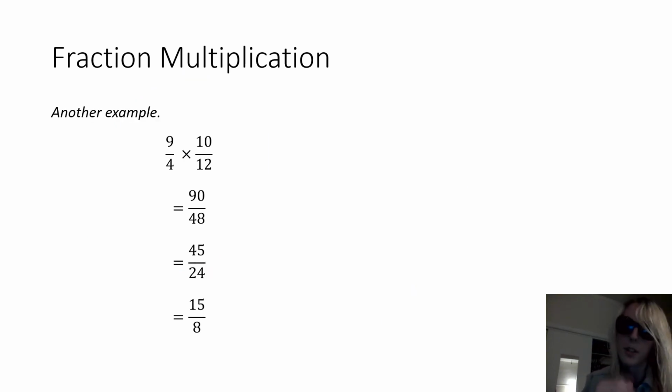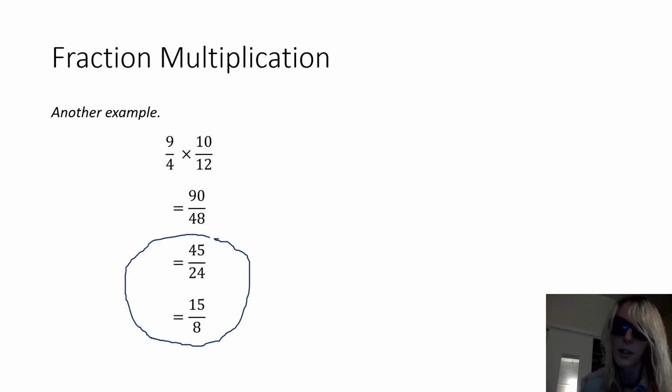Here's another example just to make sure we're on the same page about how to multiply fractions. What's 9/4 times 10/12? It's 9 times 10 divided by 4 times 12, which is 90 over 48. And we want to get good at simplifying fractions also. We can divide numerator and denominator both by 2 in this step. 90 divided by 2 is 45. 48 divided by 2 is 24. And now we can divide numerator and denominator both by 3 to get the simplified fraction.